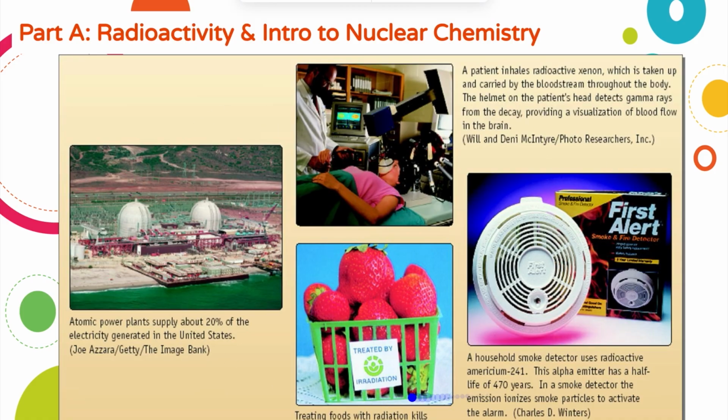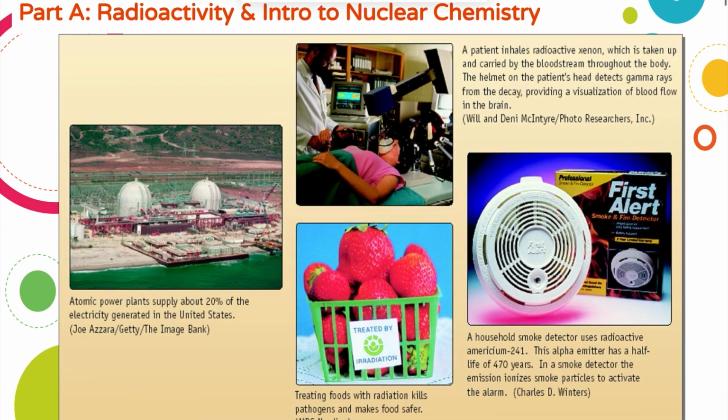Feel free to take a minute and read all of this. We are looking at what it means for something to be radioactive, and so things like atomic power plants, treating food with radiation, using radioactive americium-241. That is the chemistry behind how smoke detectors work, and looking at how we can do imaging using radioactive elements. These are all some of the uses of nuclear chemistry in our lives.